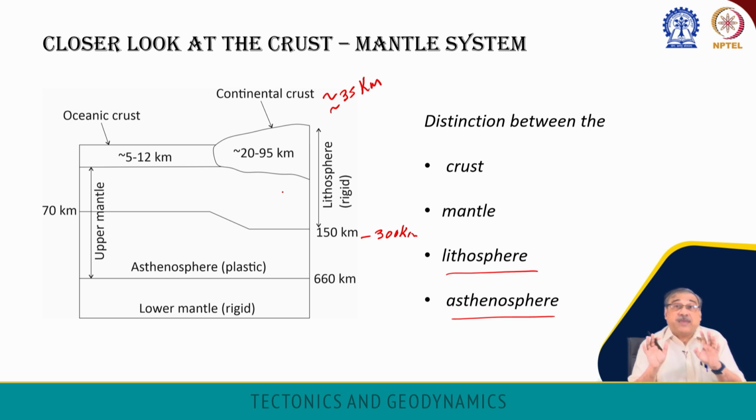However, in terms of their mechanical properties, the strength of the material consistently increases down to this particular interface. So, this part, which comprises all of the crust and a part of the upper mantle, is a rigid outer part of the Earth's skin, you could say. We refer to that as the lithosphere.